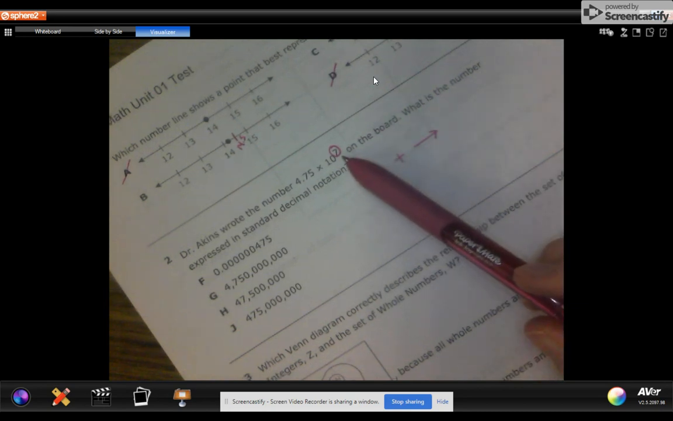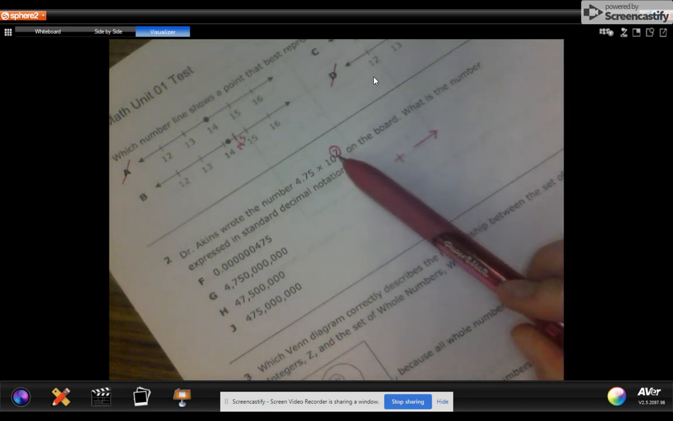Hey guys, so looking at number 2, it says Dr. Atkins wrote the number 4.75 times 10 to the 7th on the board. What is the number expressed in standard decimal notation? Okay, so what I've kind of already circled here is that this 7 we know is my exponent. That exponent is going to tell me a whole lot.